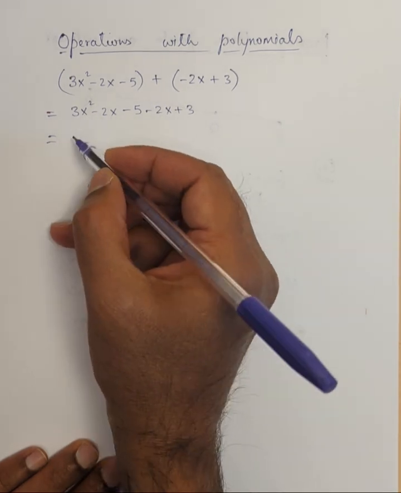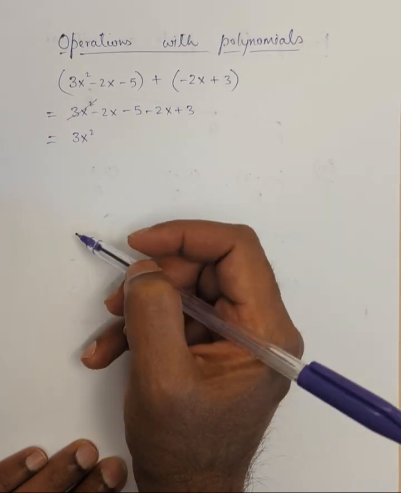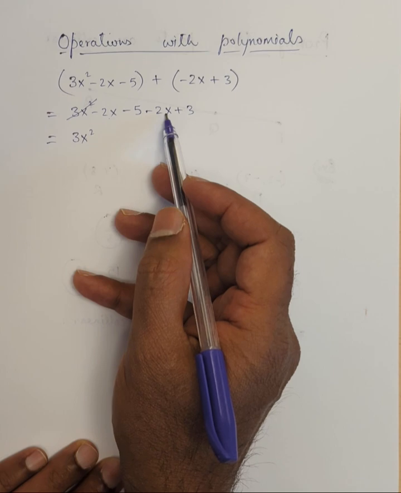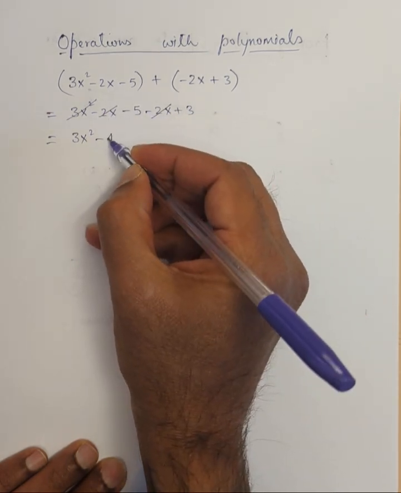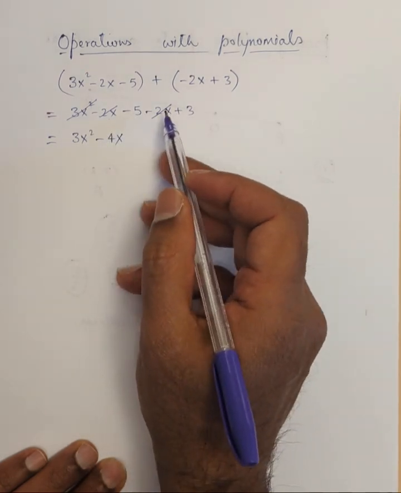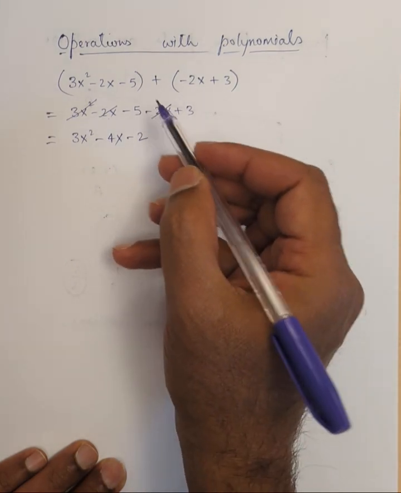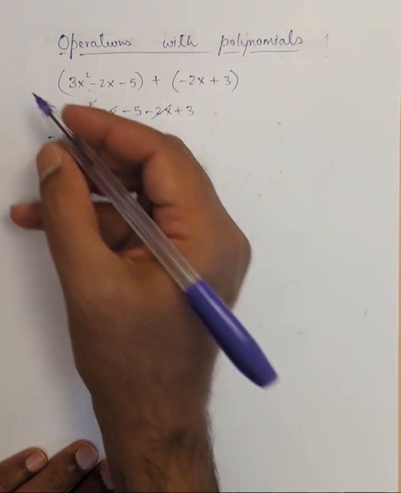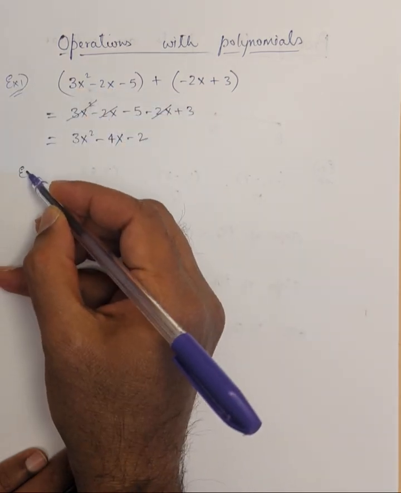This is the only place where I see the x squared term. And I see negative 2x, so that's negative 4x. Now I have negative 5 plus 3, minus 2. So that's what I get when I add these two polynomials. Now let's talk about subtracting.